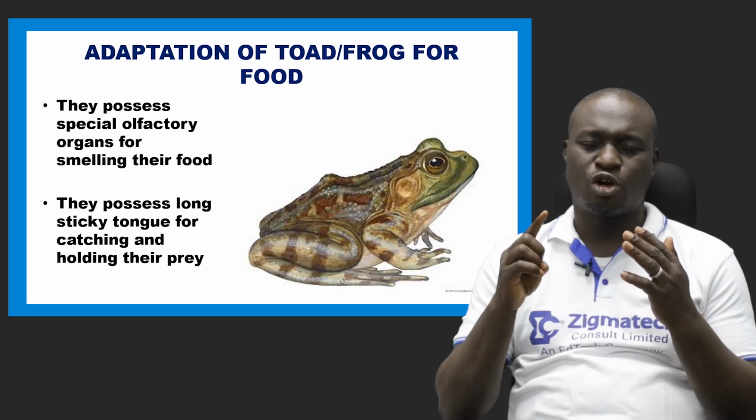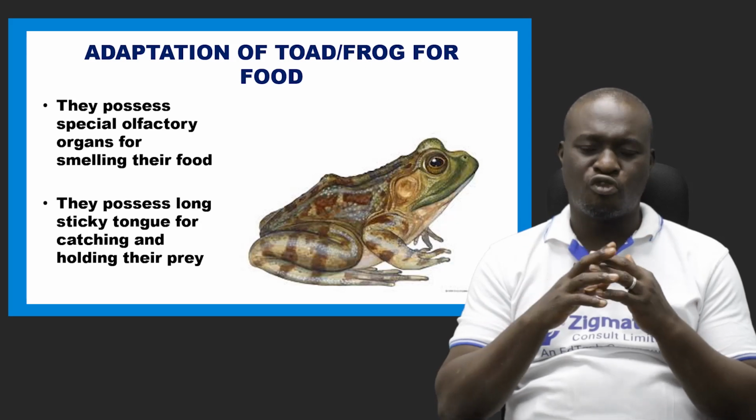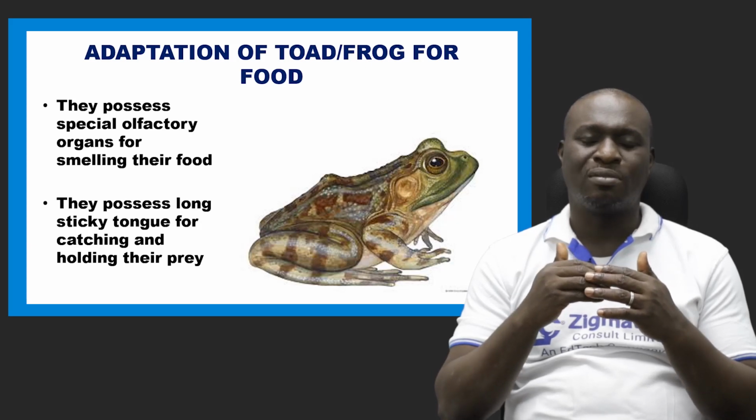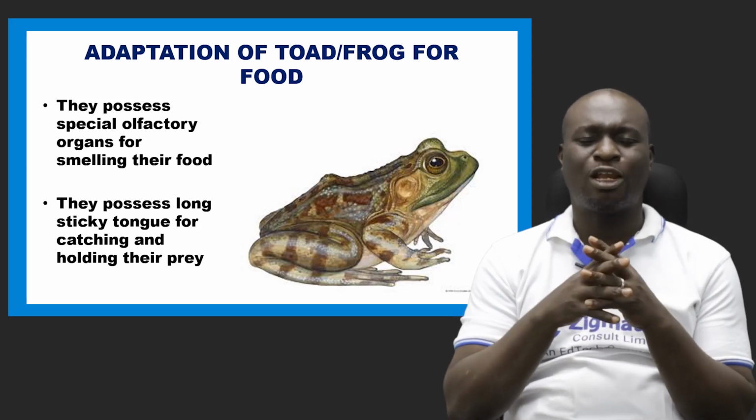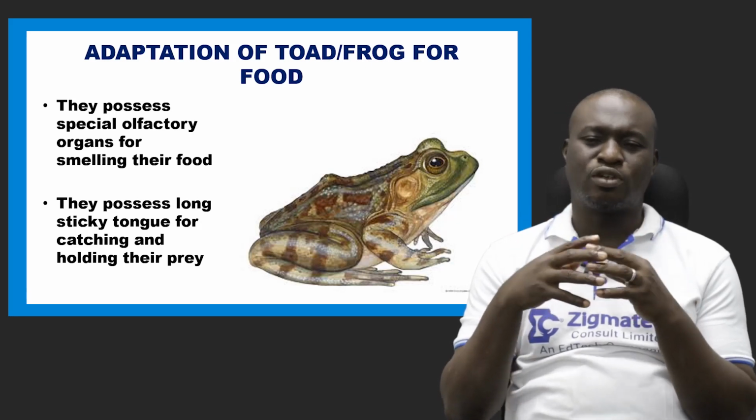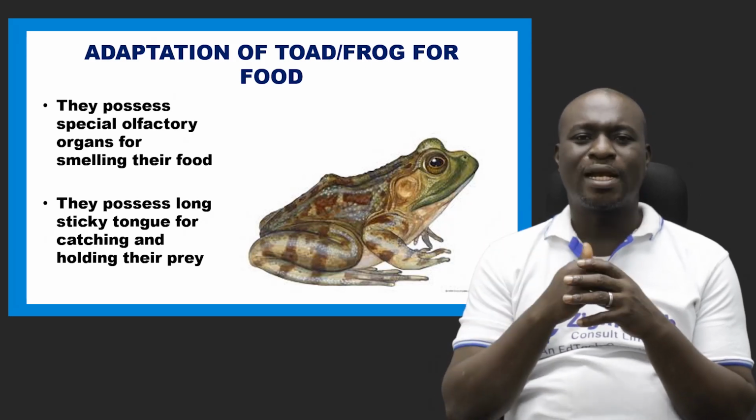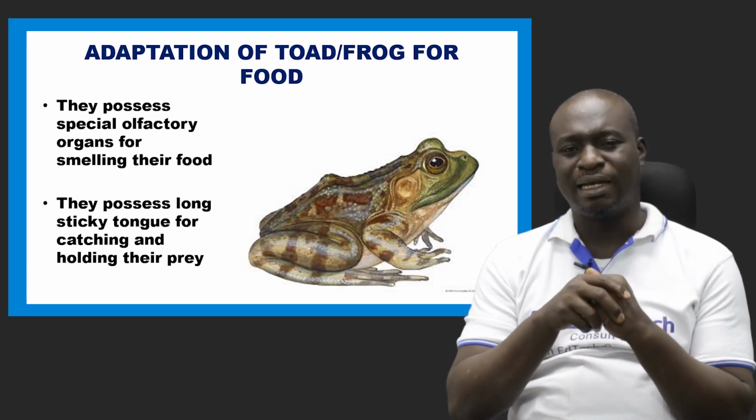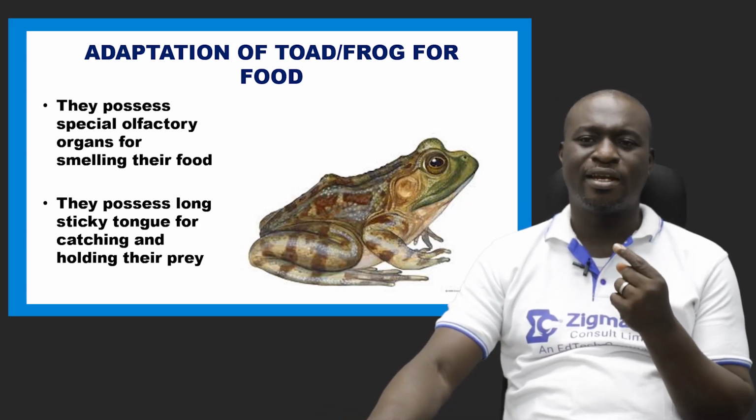Another one is adaptation of toad. We're going to be looking at adaptation of toad for food, for protection, and also for movement. Now, toad shows several adaptive features when it comes to getting or accessing their food. One of them is that they possess a special olfactory organ. Olfactory has to do with the sense of smell, so they possess special olfactory organs for smelling their food. Another one is that they possess a long, sticky tongue for catching and holding their prey. You see that both in toad as well as in frog.